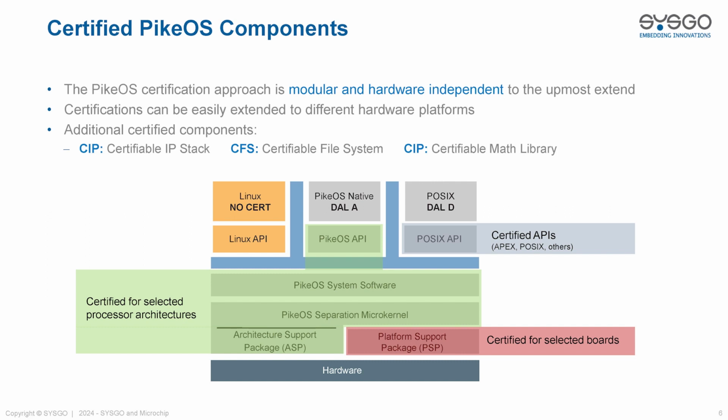PikeOS provides a modular certifiable framework. PikeOS system software, the separation kernel, and the architecture support packages are available as pre-certified components. And the platform support package and the user applications are usually certified in the context of a project. We also have certifiable APIs available to develop applications like POSIX, ARINC 653, or the PikeOS native API. And we also provide several certifiable components like an IP stack, file systems, and the math library. We provide certification kits, which include all the necessary artifacts and documentation. And of course, we provide support for customers to fulfill the wider system certification requirements.